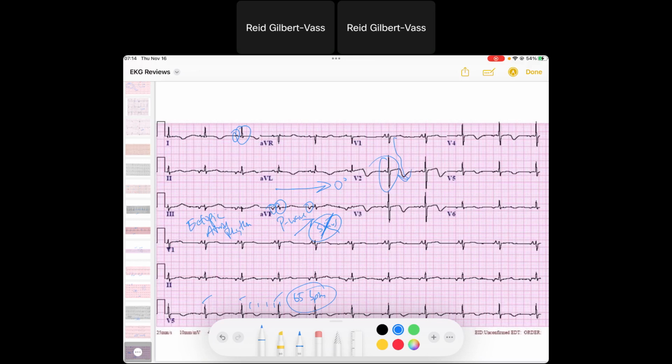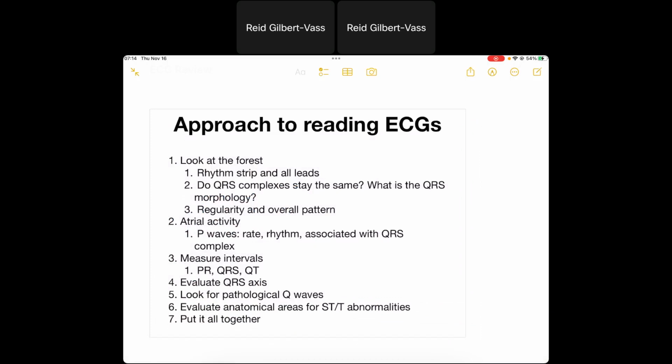Maybe borderline QT prolongation. If you look, it's a little bit over. And so, yeah, you could maybe argue that the QT is prolonged, and I would say that you should probably calculate at this point. I'm not going to calculate it. And so I would say that this is an ectopic atrial rhythm. You could say an atrial escape rhythm. And otherwise, maybe prolonged QT. So with that, we are done with our EKGs.